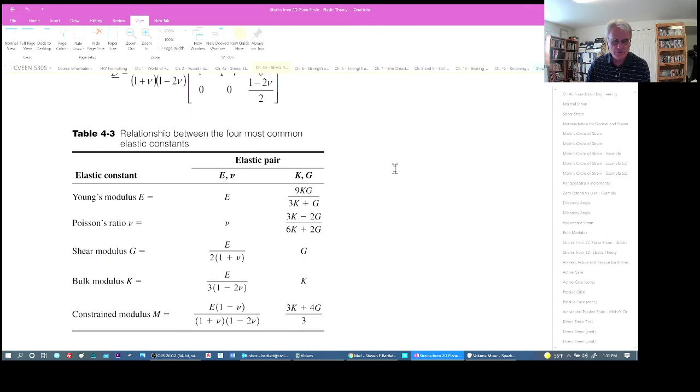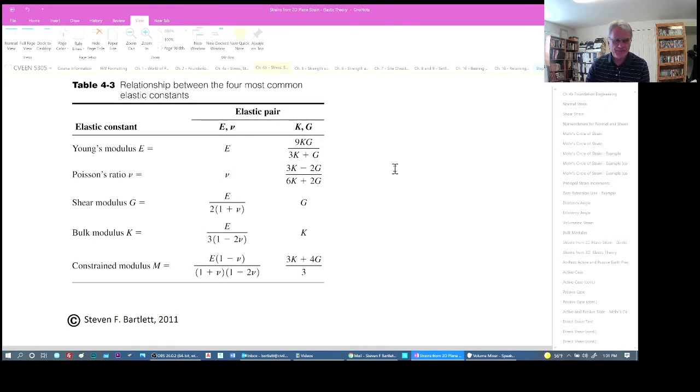And when we have elastic constants, if we know any two elastic constants, we can calculate the other constants. And so this table here shows you Young's modulus, how it's obtained. If you have, of course, the bulk modulus K and shear modulus G. We haven't defined shear modulus yet, but Poisson's ratio, there's its formulation.